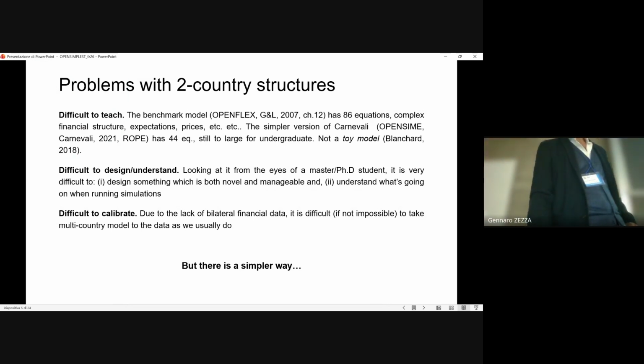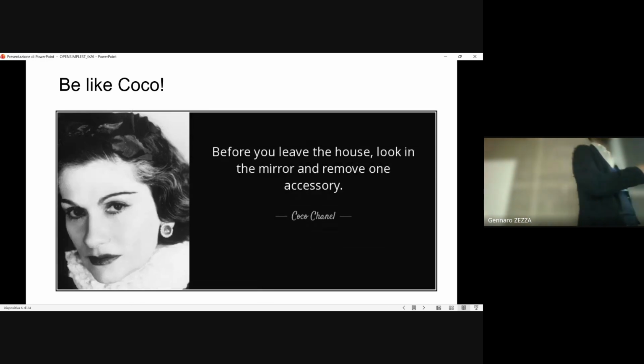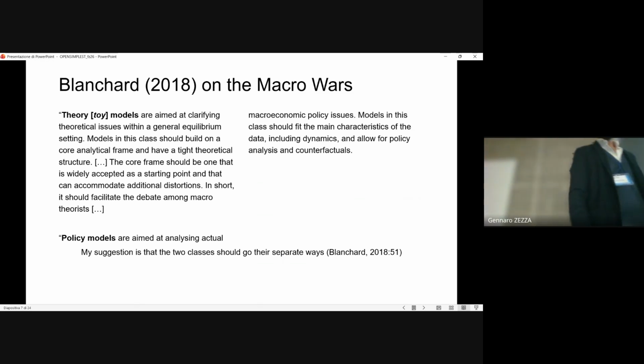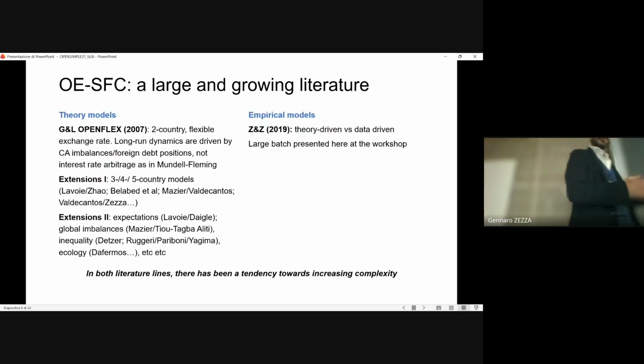But as I was saying, there is a simpler way. And the simpler way which I suggested to the student was this. Be like Coco Chanel, take out stuff. Simplify, simplify, simplify. So what I've done was, as I was saying, I took Carnevale's point seriously.